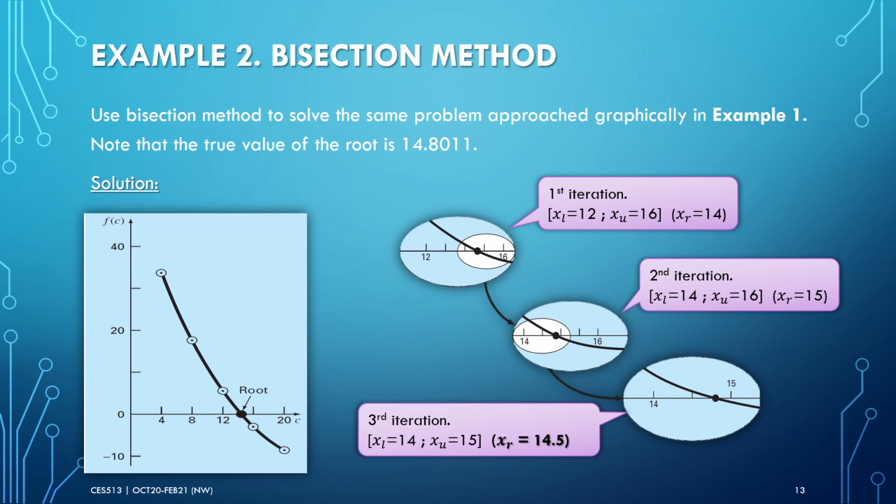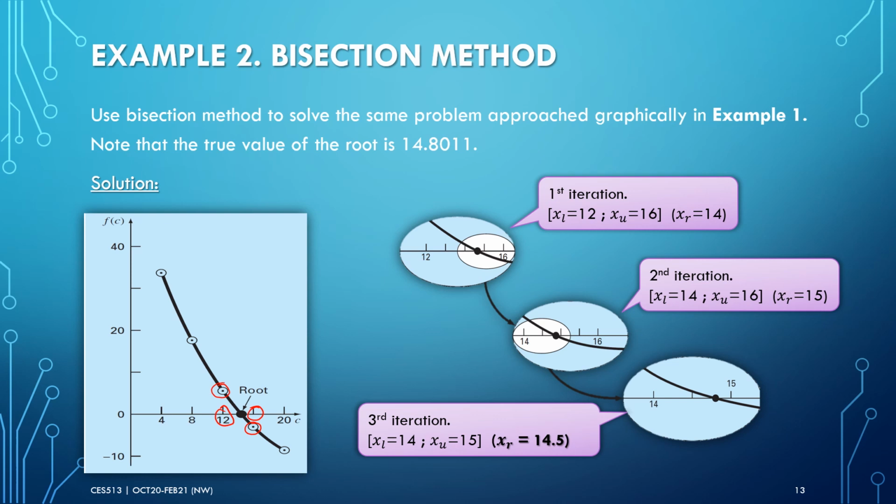Okay, the first step in the bisection method is to guess two values of the unknown that give values for the function f(x) with different signs. So from the figure here, we can see that the function changes sign between 12 and 16. At 12, the function is still positive, and at 16, the function is already negative. So it changes sign.